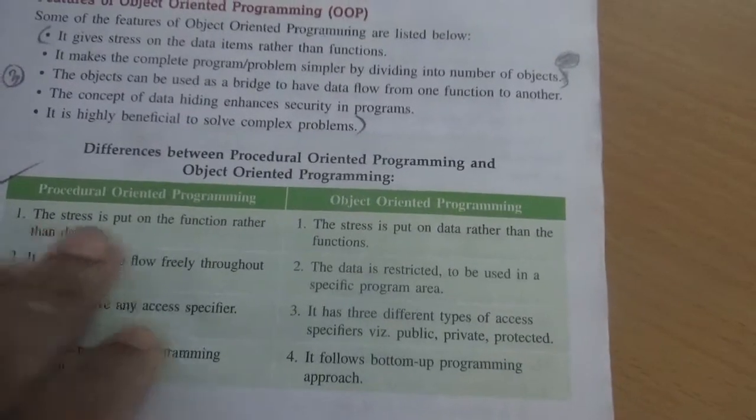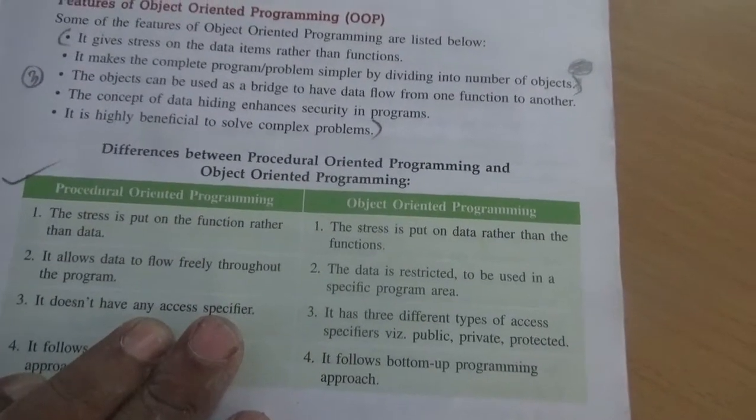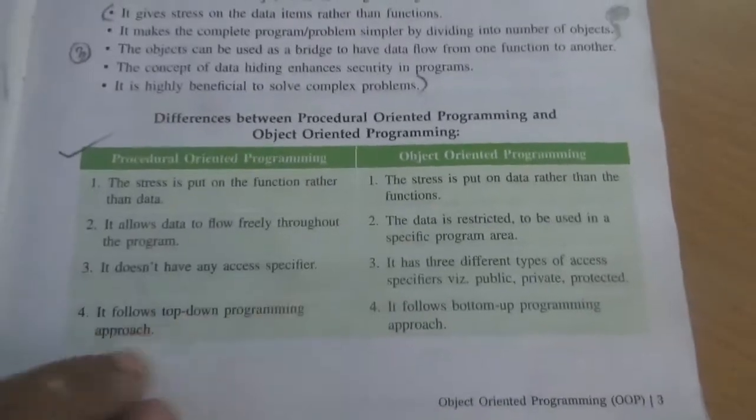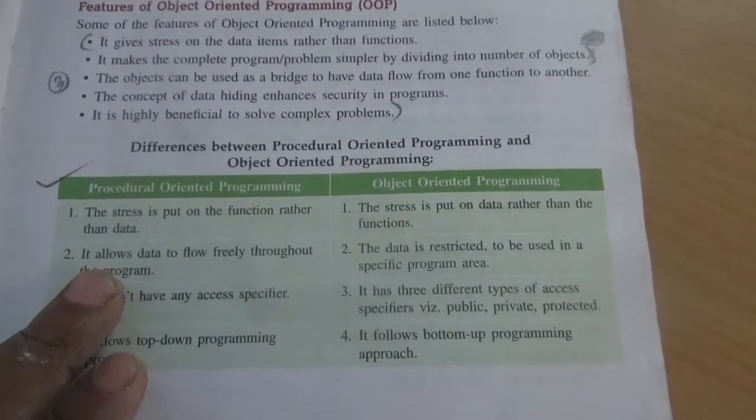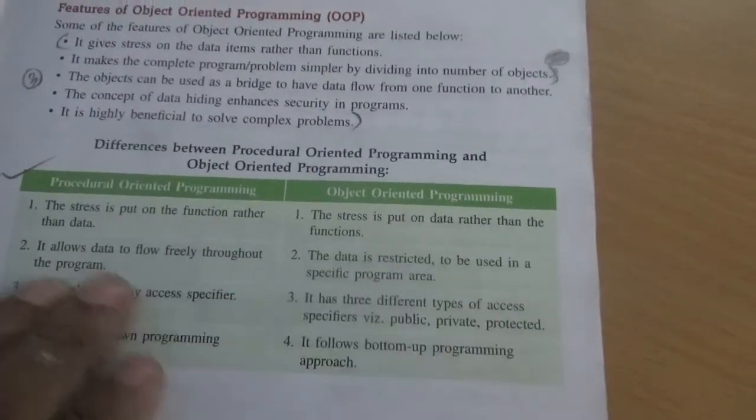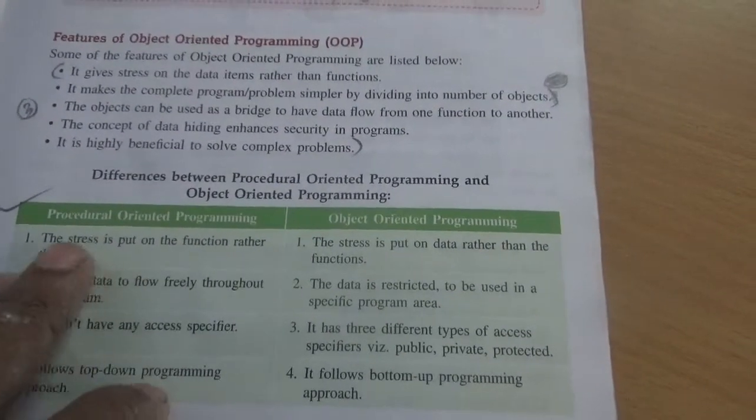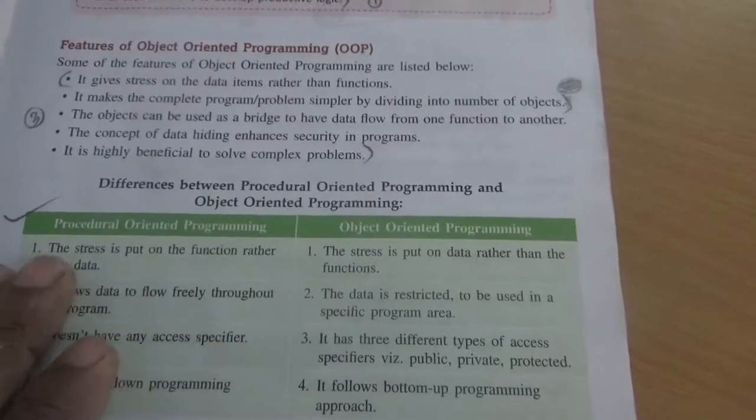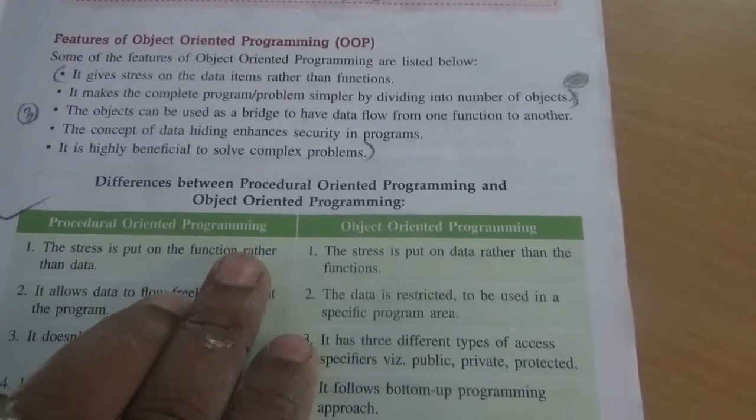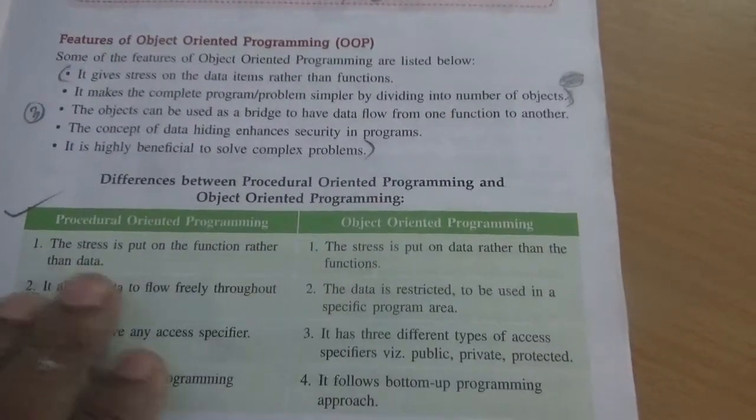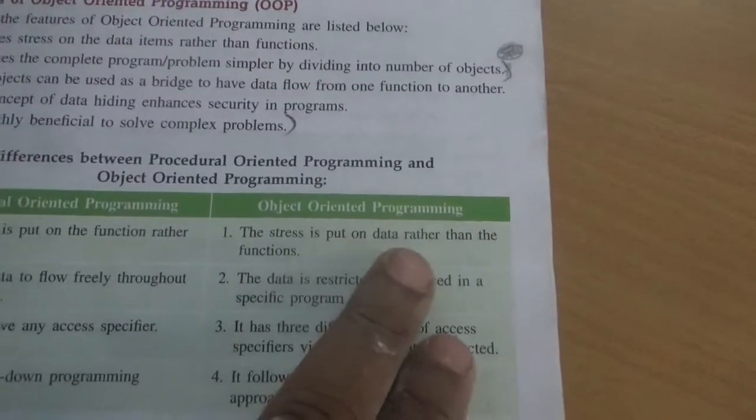So what is the difference between procedural programming language and object oriented programming language? Let's see the difference. The first column is procedural. We can say procedural programming or procedural oriented programming. It's the same only. And another is object oriented programming.